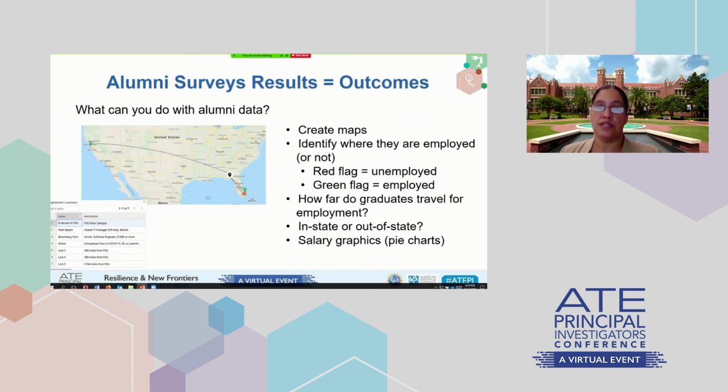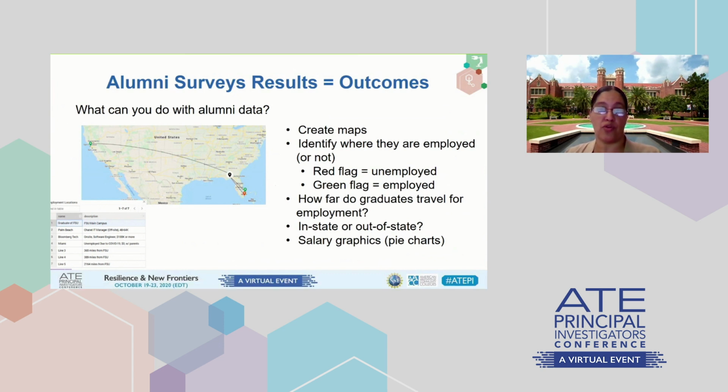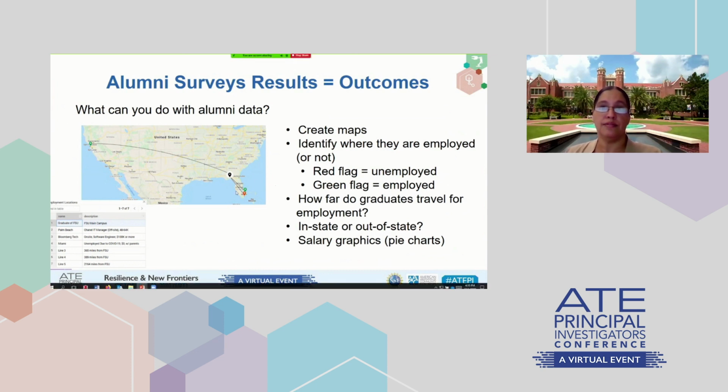So of course, you can use alumni survey results to capture outcomes data, perhaps identify where students are employed, how far they travel from where they graduated, and even create pie charts for salary data. The map presented here charts the 3 students in the pilot. The 2 in green, okay, so you'll see these on the map, are employed. The 1 in red is unemployed, okay?